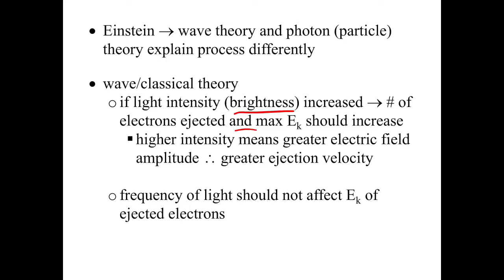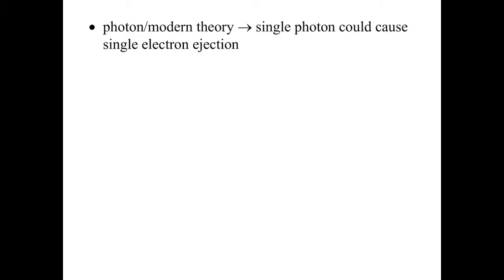And they said that the frequency of the light shouldn't affect it. So you can change it from red light to blue light, and that's not going to affect anything. But if you have dim red light and then change it to bright red light, that should change it. Okay, so that was what the wave and classical theory said, but that wasn't actually what was happening.